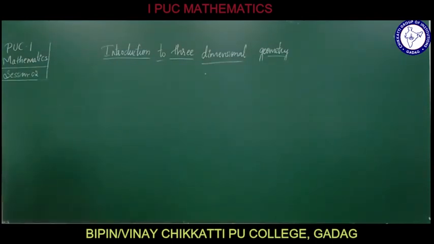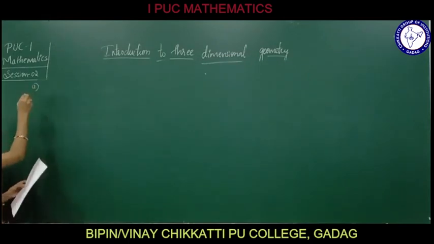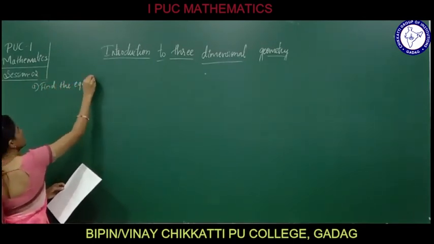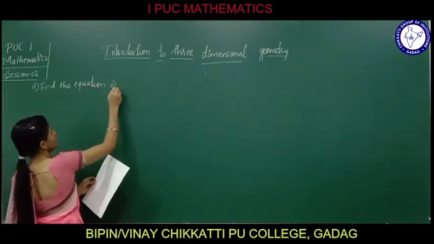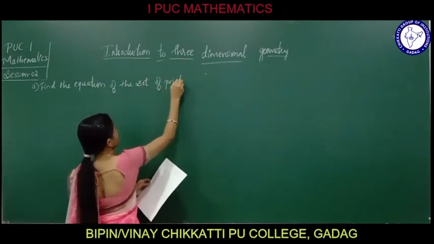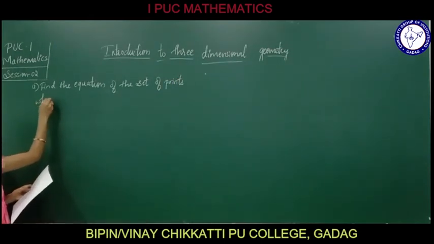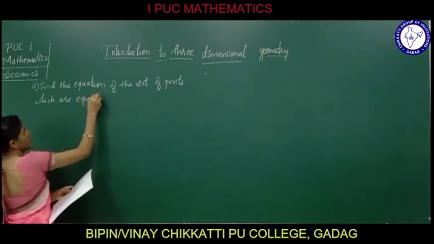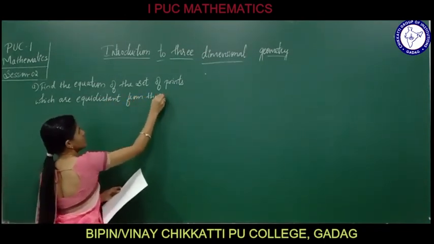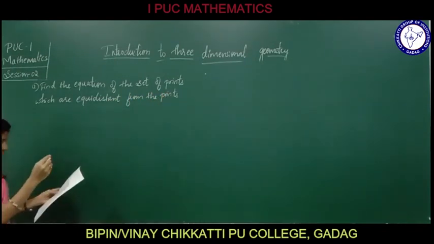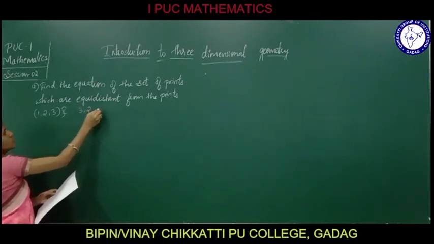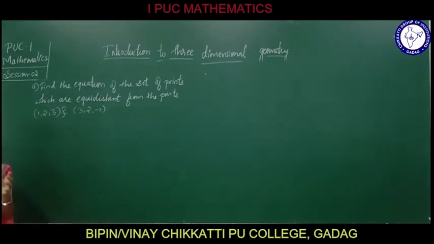Next, find the equation of the set of points which are equidistant from the points (1, 2, 3) and (3, 2, -1). Let us first understand what is the given question.